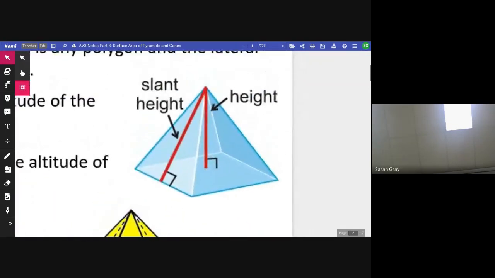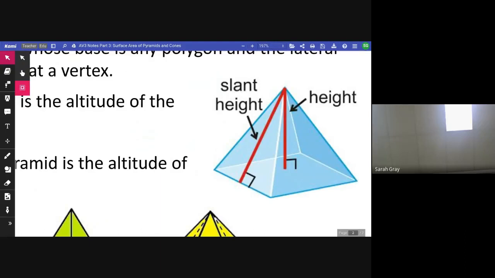That blue one there identifies two different types of heights that are in a pyramid. The standard height, which I like to call the vertical height so I remember, is the actual height of the pyramid. Like if you were standing on the apex and you dropped a ball through the hole, that's where it would go. We don't use that for surface area, but we will use it for volume.